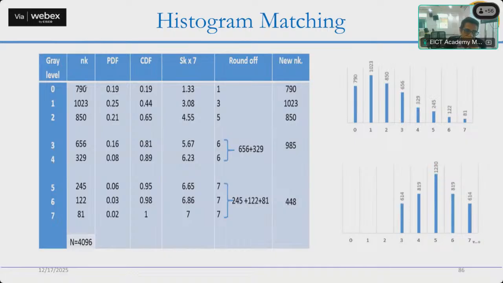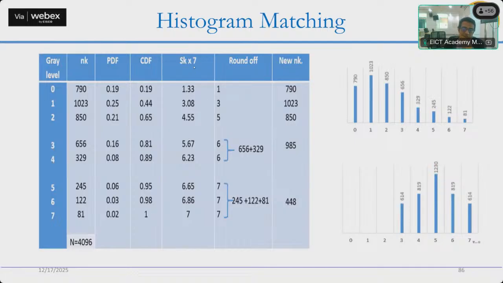Then the pixel count is given. Basically, the total count is given, which is 790, 23, so total N is this one. We calculate the PDF, exactly the same way we have done it earlier. Then we calculate the CDF, the cumulative distribution function. This is 0.19, 0.25, 0.44, then 0.44 plus 0.21 is 0.65, and 0.65 plus 0.81. So there we add up, and finally the final value will be 1 only.